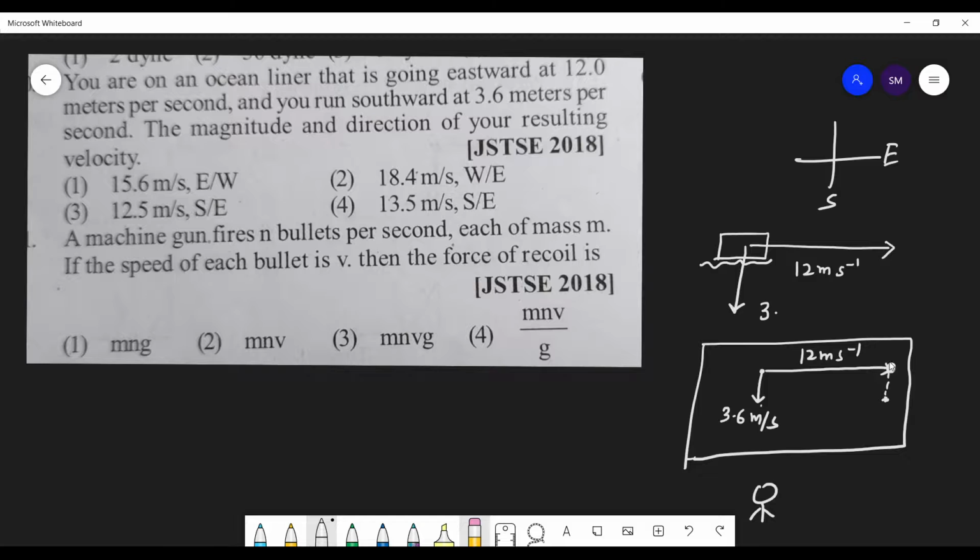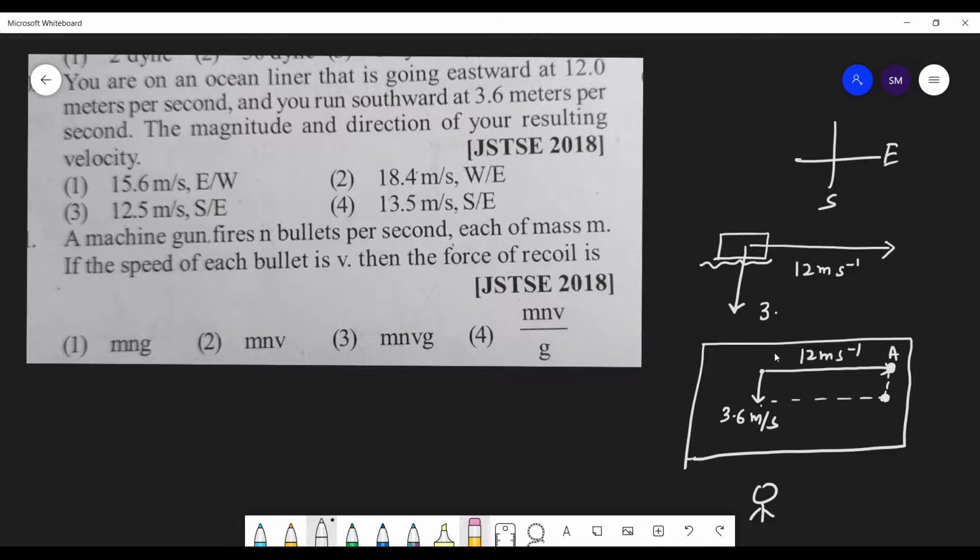Due to horizontal velocity, you will reach point A if there were only horizontal velocity, but there is vertical velocity also. So there will be two different motions, horizontal and vertical. As a result, in 1 second you will move 12 meters horizontally, meaning 12 meters in the east direction, and 3.6 meters in the south direction, right? So you will reach here. That's how we add the vectors.